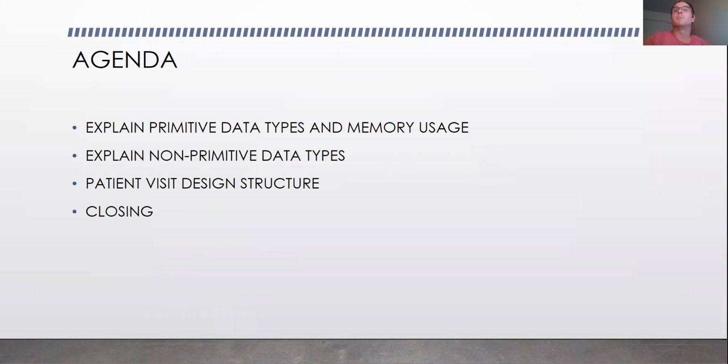During this discussion, we will look at primitive and non-primitive data types and identify what each are and how they can be used. We will look at the subtypes and how selecting a type can have an impact on system resources, and then look at the design structure for a patient visit.